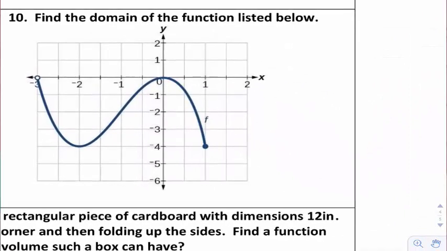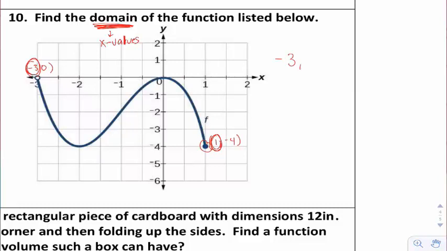Number 10, we're going to identify the domain. Notice this one has just been cut off a little bit. See how that's an open circle? That means we're not including that -3. Also note, it's the x values we're concerned with. Domain is x values, not y values. So this is -3, 0. I'm concerned with that x value. My y value is really irrelevant. Here, my next point is at 1, -4. Again, I'm concerned with that x value. So I'm going from -3 to 1.